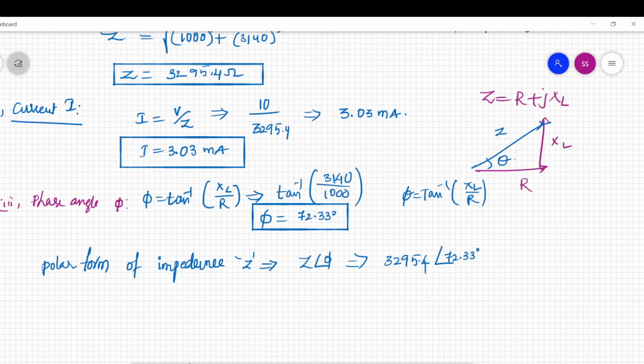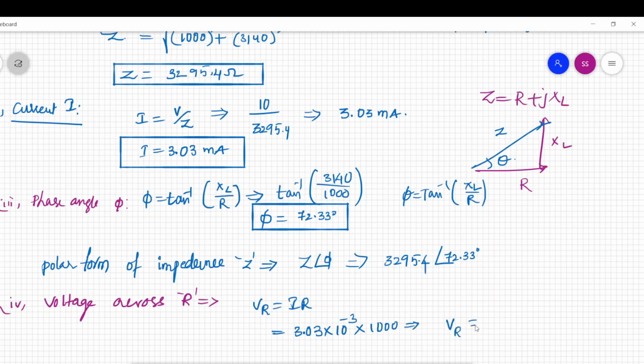Right, now let us find the last two parameters. They are the voltage across each element. Voltage across the resistor, that is VR equals I into R. The current through the circuit is 3.03 into 10 power minus 3 amperes, and the resistor is 1000. So the value of voltage VR equals 3.03 volts.